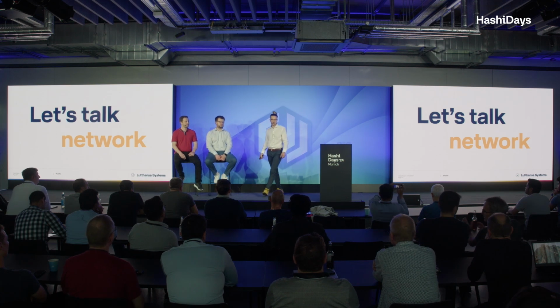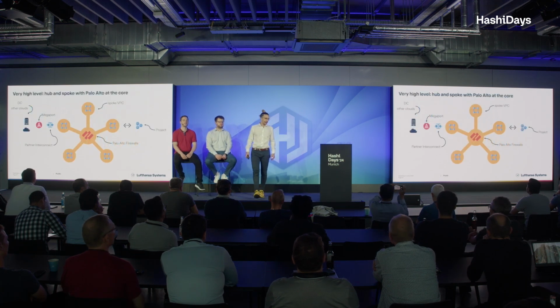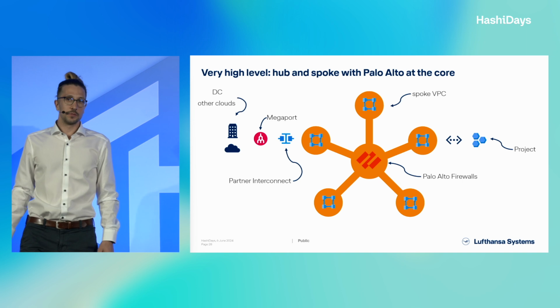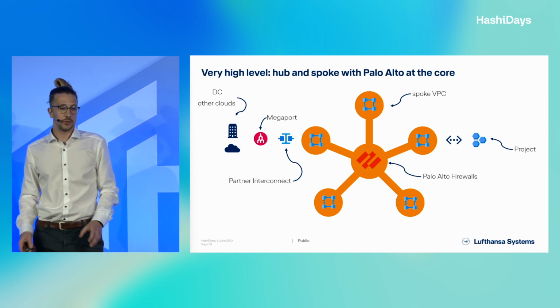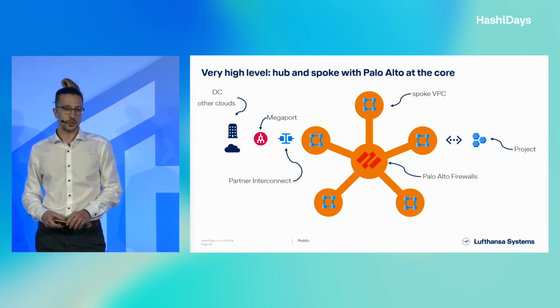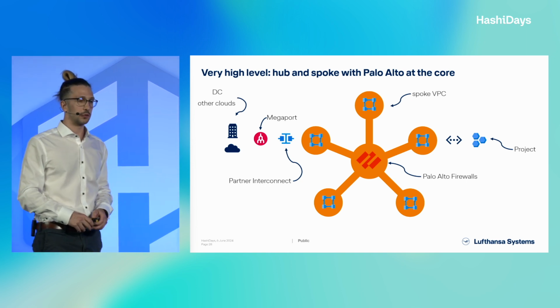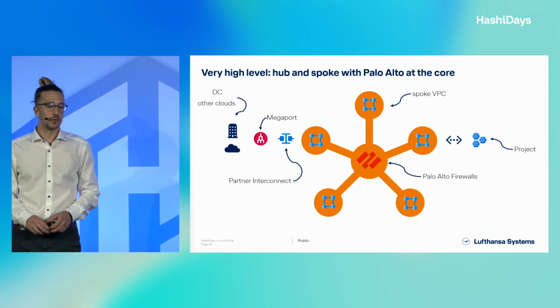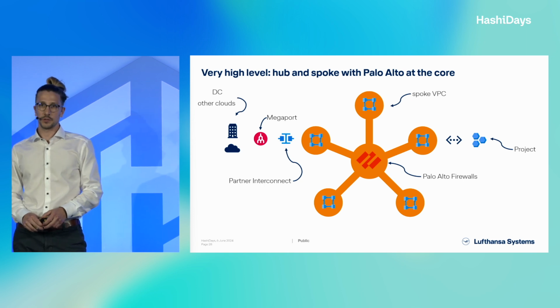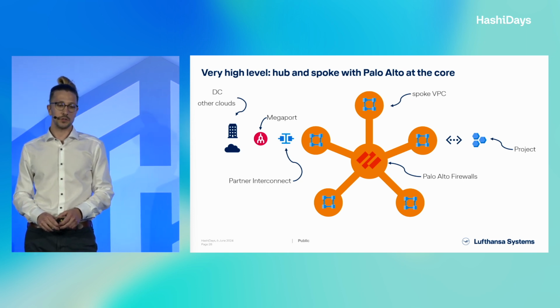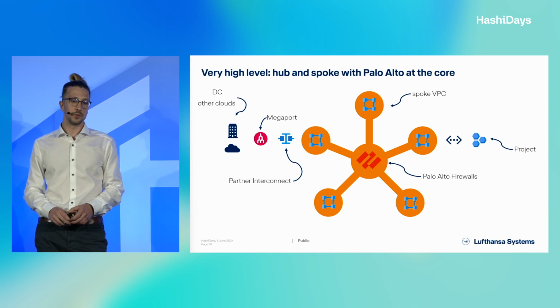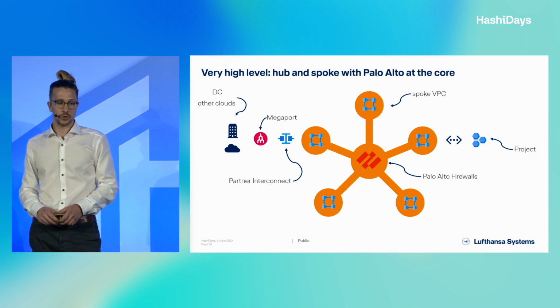All right, let's talk about the network. On a very high level, we decided on a hub and spoke topology. We run Palo Alto firewalls at the core. We use Partner Interconnect and Megaport to connect to DCs and other cloud. We isolate customer environments in shared spoke VPCs that are peered to our hub, and we attach service projects to them.